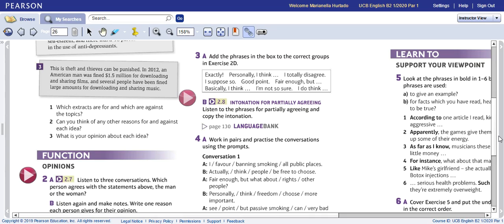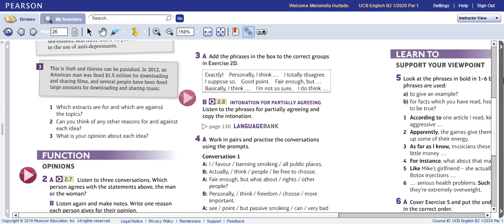Remember that the intonation is something super important because it helps you get across the idea that you want to portray to the other person. How is the other person going to know if you are agreeing or if you're disagreeing, if you are okay with that idea or if you're against it? So the intonation plays a key role in how you communicate and how other people get to understand what you're saying. Okay, so don't forget about that.